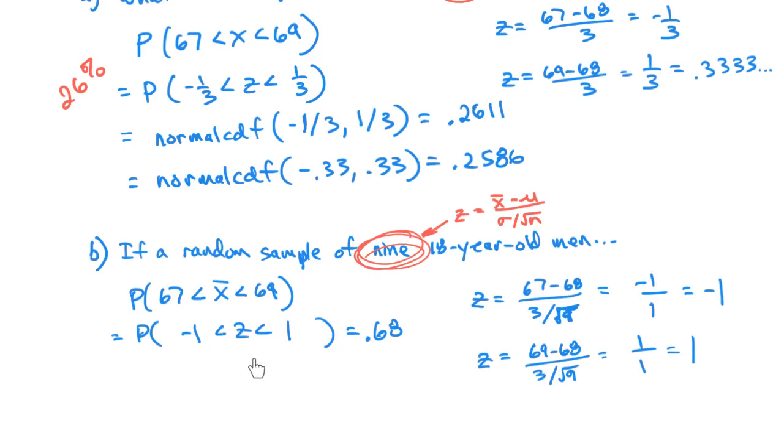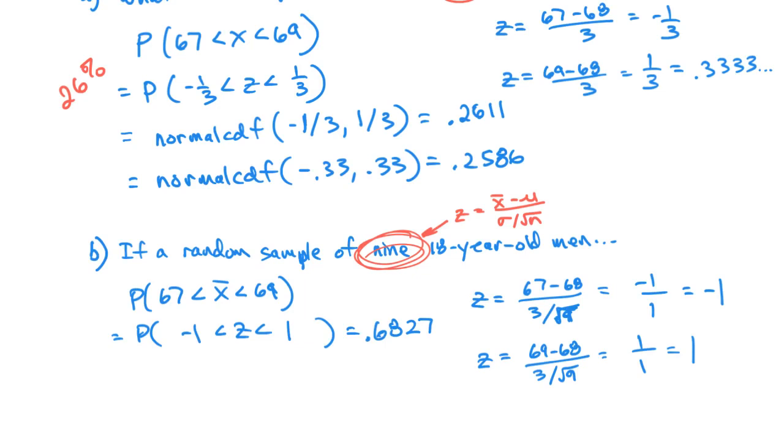That changes to -2 and 2, 0.95, -3 and 3, 0.997. So the calculator will say 0.6827, but we kind of already knew that one. We just have to be aware of whether we're dealing with one data point or a mean of more than one. Other than that, they're very similar.